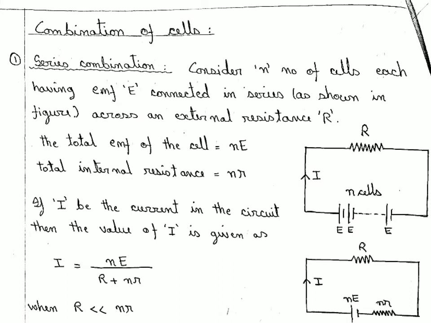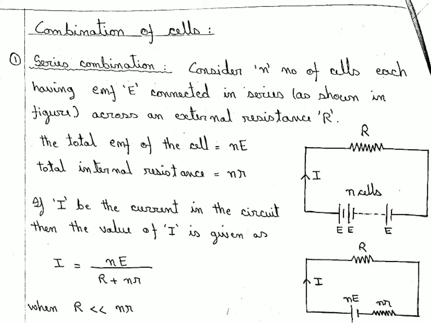So here we have nE to be the potential difference, and nr to be the internal resistance. Since they are in series, the total internal resistance will be the sum of the individual internal resistances of each cell. And since the internal resistance is the same, the total internal resistance is equal to n into small r, and capital R here is the external resistance.